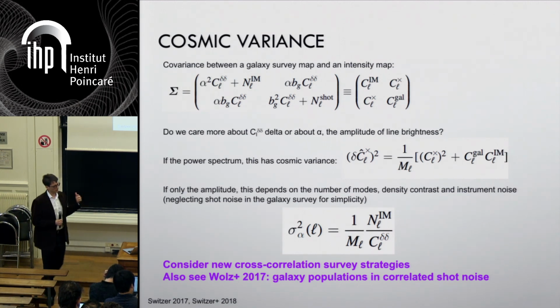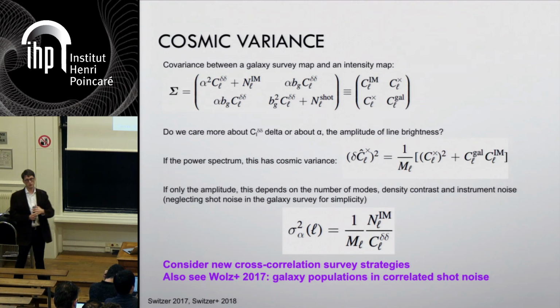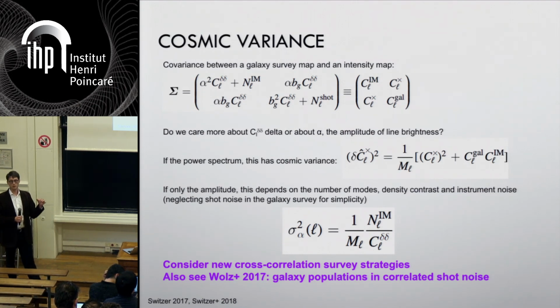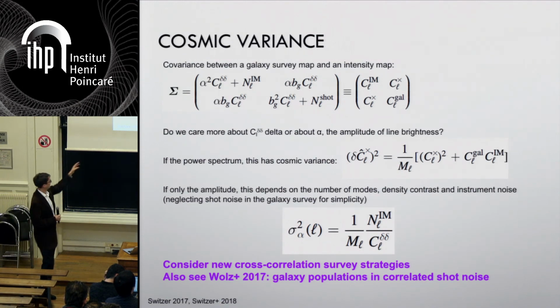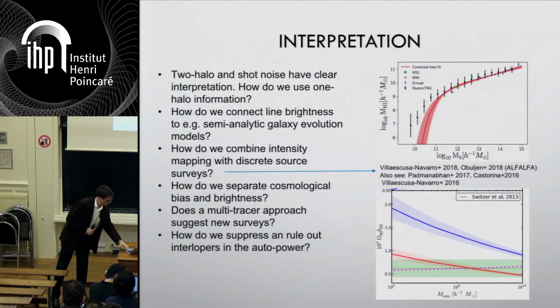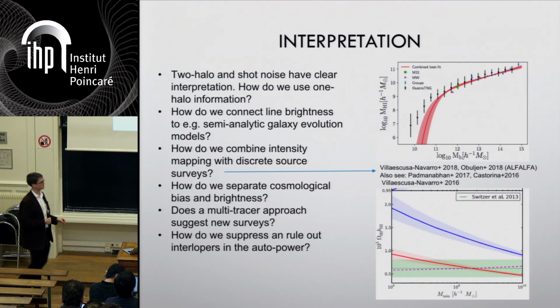Additionally, with cross power in the shot noise regime, there's a clear way to separate emission into different classes of hosts. And Laura Volz has a nice paper describing that.